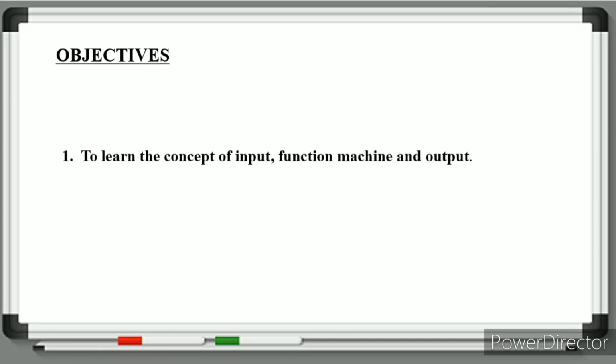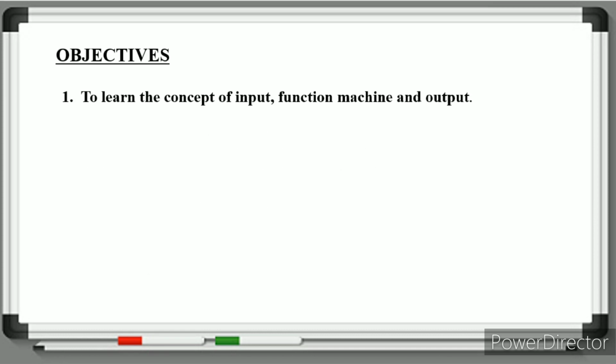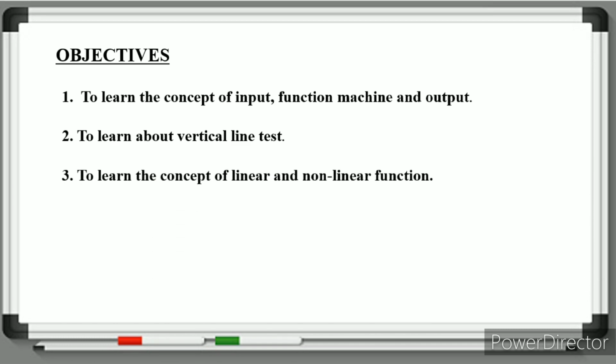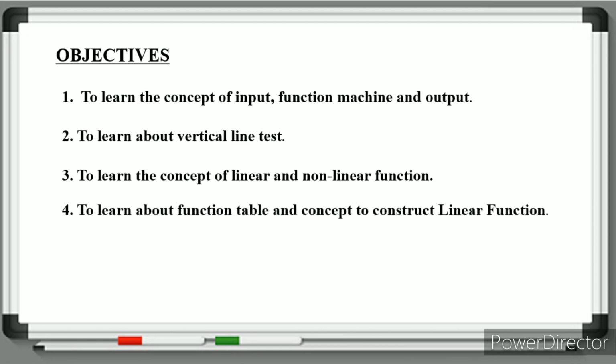The objectives which we are going to learn today are: number one, to learn the concept of input, function machine and output. Number two, to learn about the vertical line test. Number three, to learn the concept of linear and nonlinear functions. Number four, to learn about function tables and the concept to construct a linear function. We will not be going into detail, but you will get a clear concept by today's class, and I hope you will learn very well.